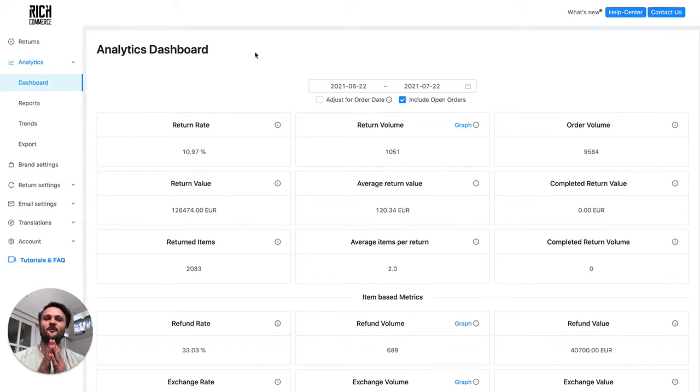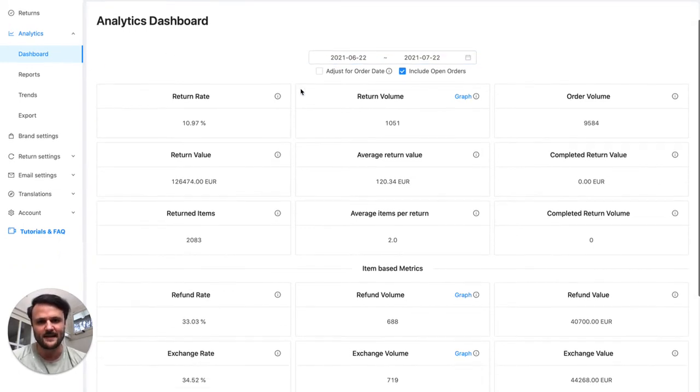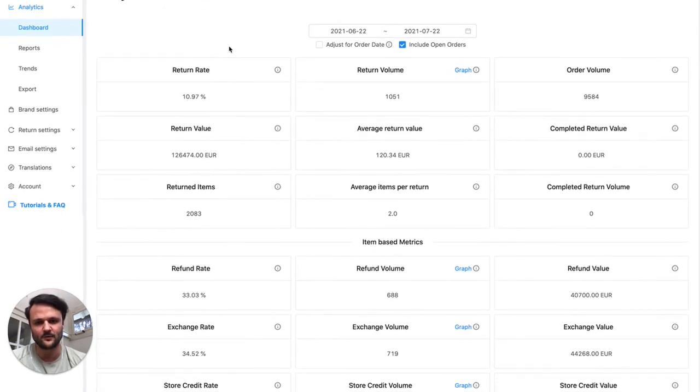This is a video walkthrough of our analytics dashboard that I'm very excited to share with you. So let's quickly go through each of the sections. As you can see here on the left side, we have a main dashboard which provides you with different stats on your returns. We have reports, we have trends, and we have exports, and we're going to go through them over the next minutes. The main dashboard provides you with different stats, and we've divided this into two sections.